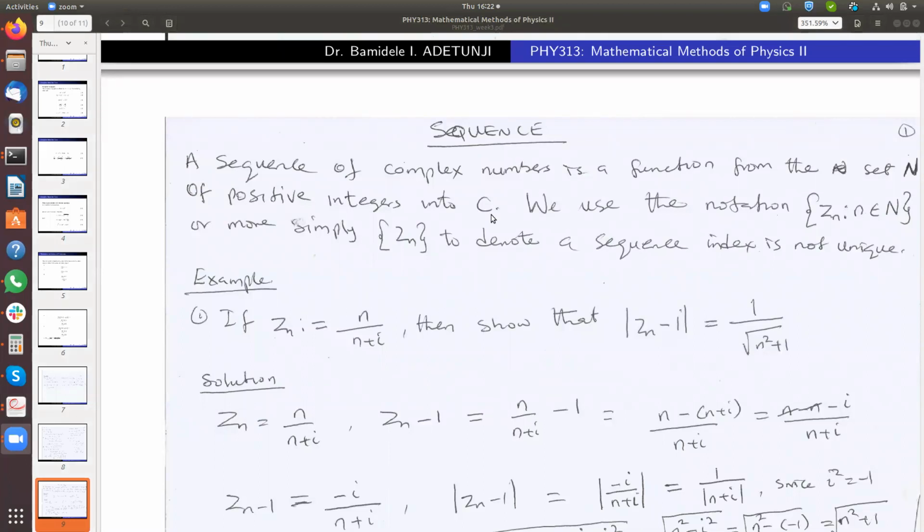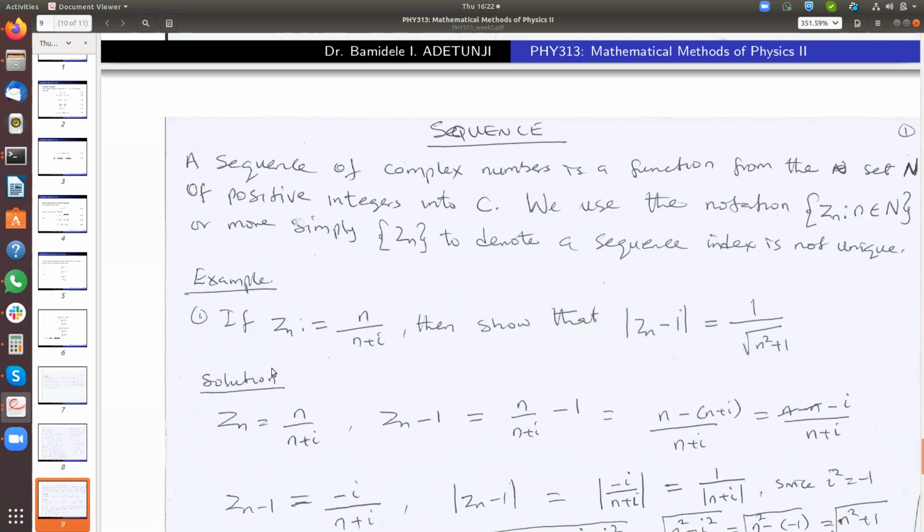Think of it like a building and its rooms. The whole building has about 10 rooms. The building is the set, and inside it you have the rooms. So we use the notation Zn such that n is an element of capital N. In this case, capital N is the building and small n are the rooms inside the building. To denote a sequence, the index is not unique.